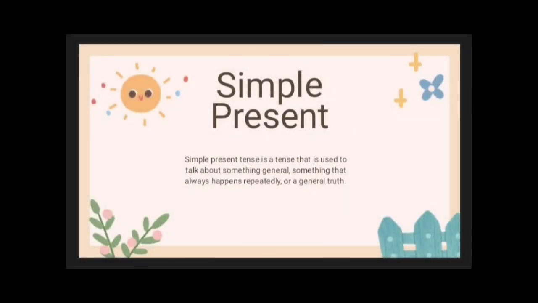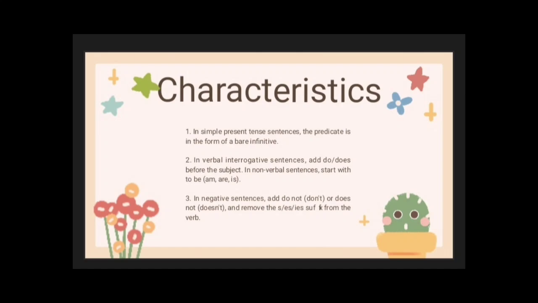Now let's learn about simple present. Simple present tense is a tense that is used to talk about something general, something that always happens repeatedly, or a general truth. The characteristics of simple present: the predicate is in the form of a bare infinitive.